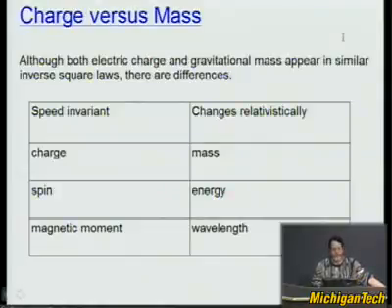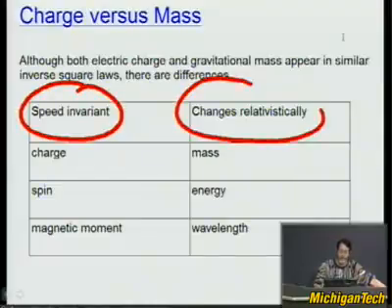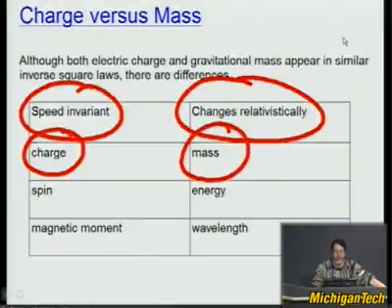Okay, I promised this in another lecture. So this is charge versus mass. Everybody likes to think that they're the same, only different. But actually, you can think about things that are speed invariant in physics and things that change relativistically in physics. So one thing that is speed invariant is charge. If you take charge and you accelerate it to high speeds, you still have the same amount of charge. However, if you take mass and accelerate it to high speeds, moving relativistically, it's going to appear to have much more mass. So they're not exactly the same.